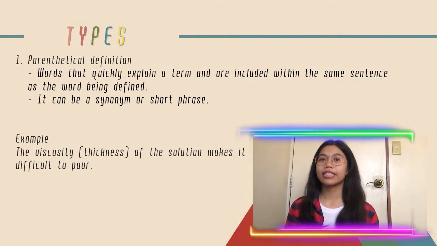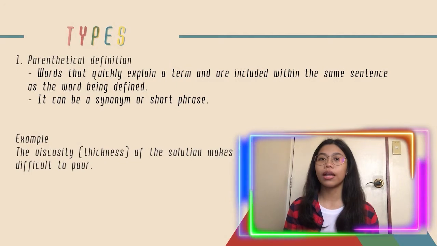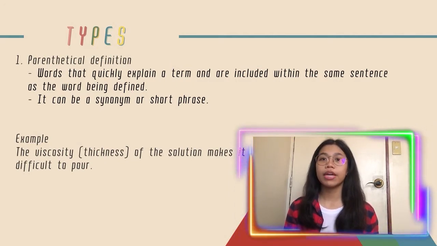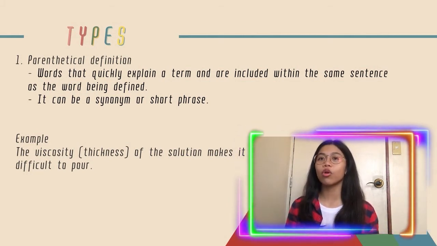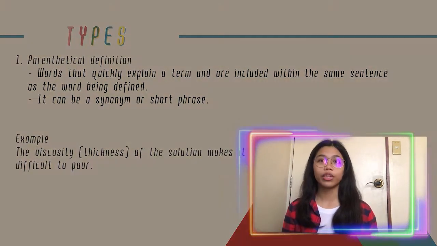Let us look at the example here. The viscosity or thickness of the solution makes it difficult to pour. The word viscosity may be uncommon to some readers, so the writer uses a synonym to help clarify the sentence that consists of unfamiliar words.